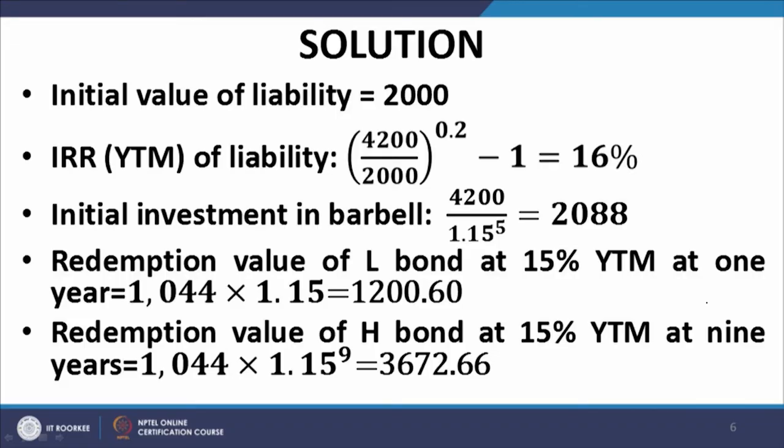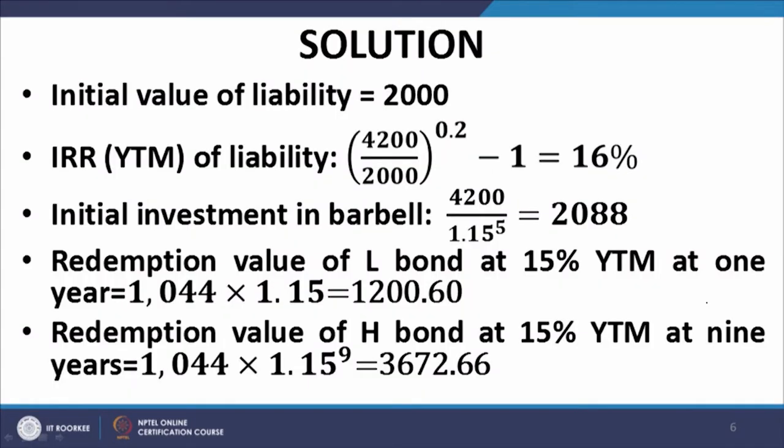2088. So, we are investing half of this 2088 in a short maturity bond, in a low maturity bond L, single year maturity bond, YTM 15%, and 1044 in a 9-year maturity bond, a long maturity bond, again with a YTM of 15%. So, that is about the barbell strategy. Now, the redemption value of the 1-year bond at YTM of 15% at the end of 1 year will be equal to 1200.60. The redemption value of the high maturity bond or the long maturity bond at 15% YTM over a period of 9 years would turn out to be 3672.66. So, these are the redemption values of the two bonds that constitute the barbell.